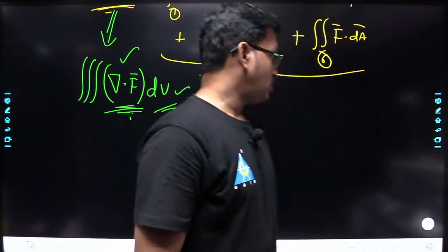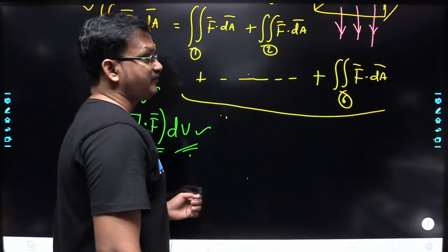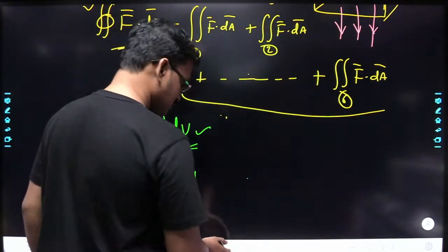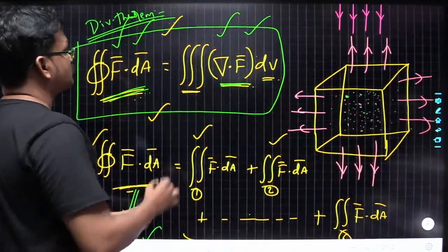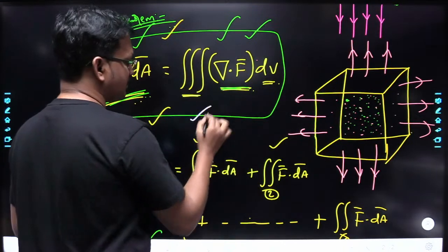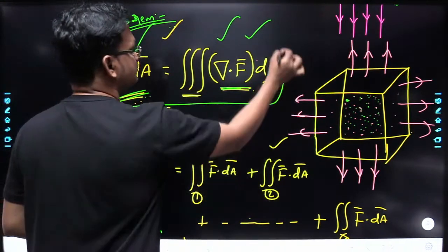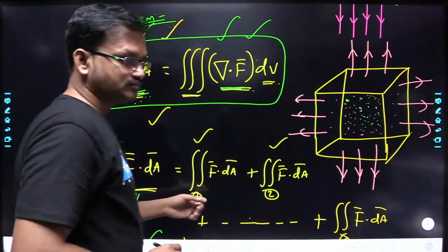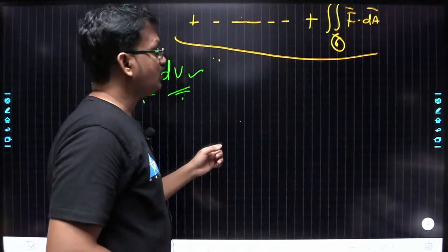Okay. So is this clear here? Divergence theorem. The purpose of the divergence theorem and why we are representing this closed surface integral in this manner. So all these things, I hope it is crystal clear. Yes or no here? Yes? Okay.